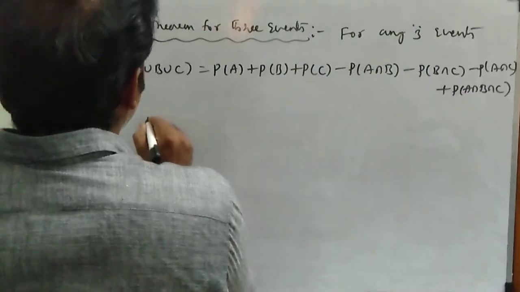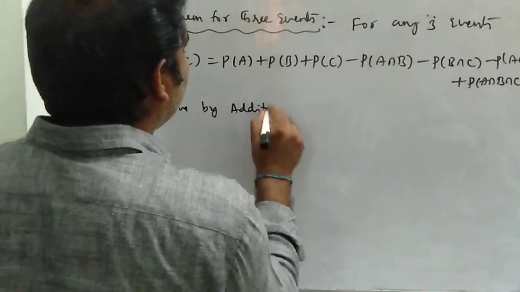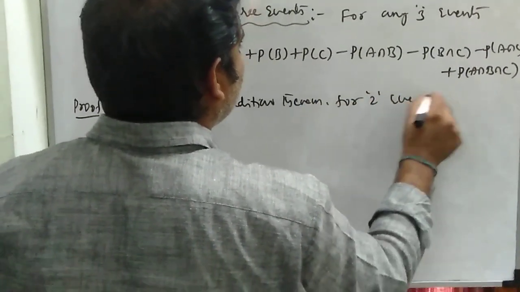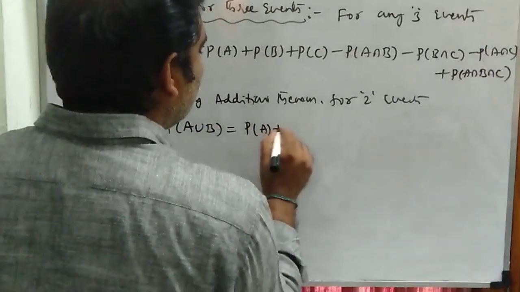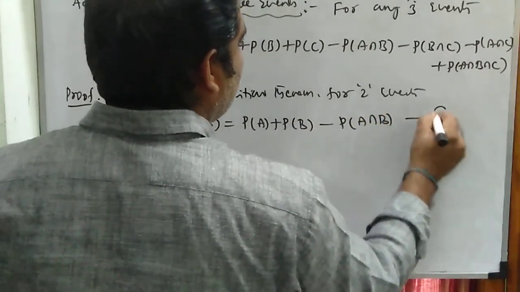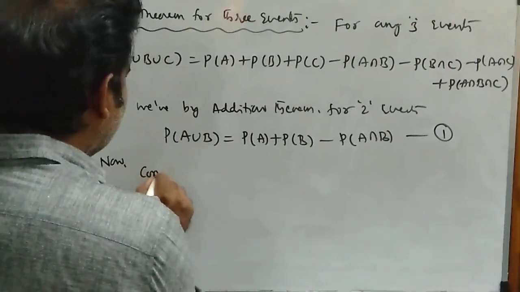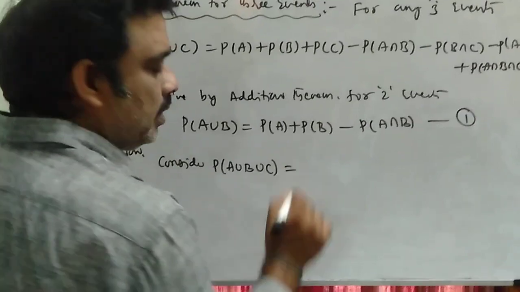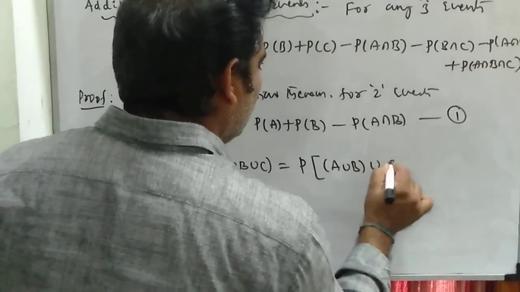So proof, we know that by addition theorem for 2 events, P of A union B is equal to P of A plus P of B minus P of A intersection B. Call this equation number 1. Now consider the probability of A union B union C.